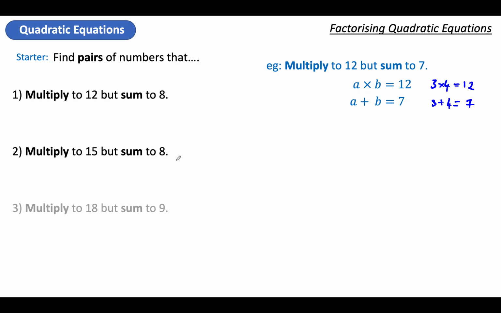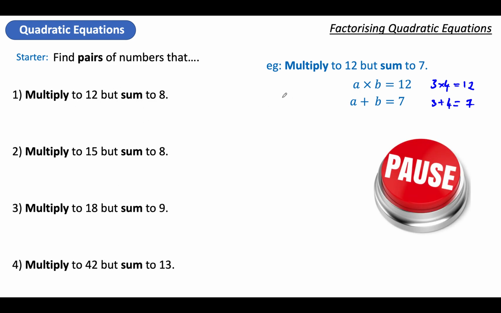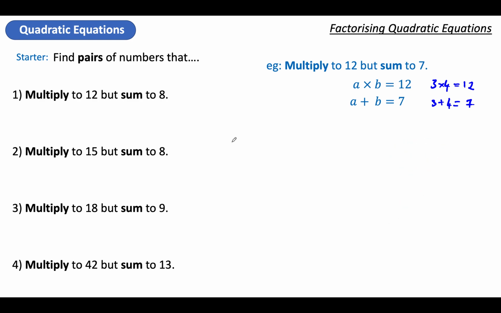And I want you to do it for these pairs of numbers, please. So press pause on the video. I want you to try and find out what pair of numbers multiplies to make the first one but adds to make the second, and then unpause when you're done. Okay, we have unpaused. So multiply together to make 12, but sum together to make 8.